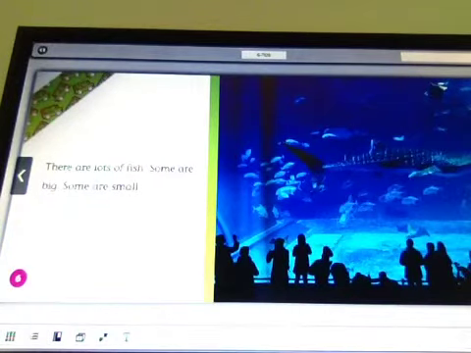There are lots of fish. Some are big, some are small. So let's look at this photograph. I see the people, and we can compare the size of the fish to the people. This fish is big. Look how much bigger it is than the people. And these fish are much smaller than the fish and the people.